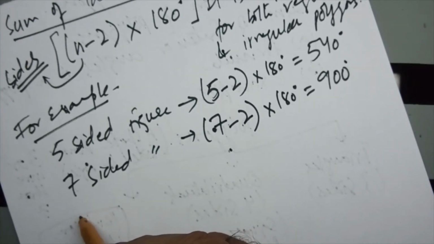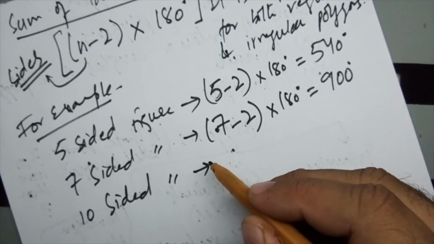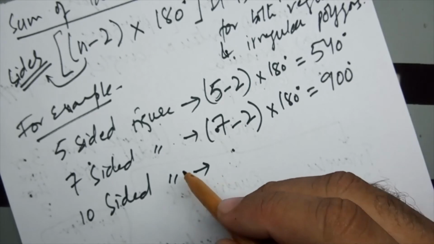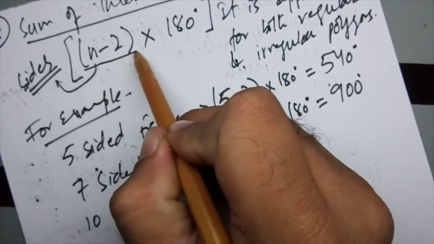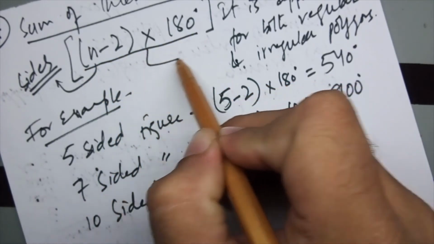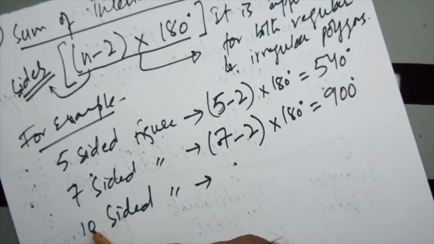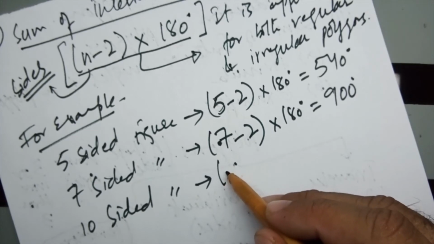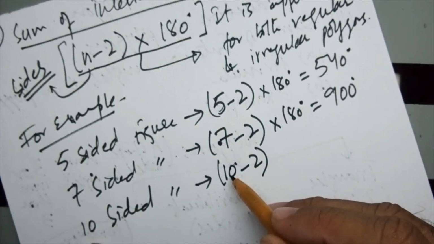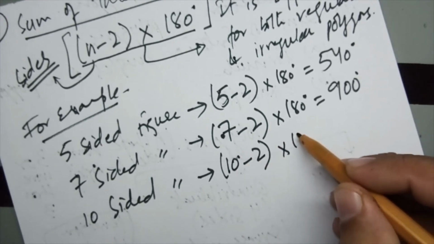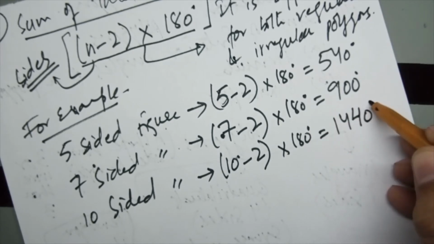For example, if I have a 10-sided figure, and I want to find out the sum of interior angle of 10-sided figure. It can be regular or irregular, doesn't make any difference, we will use the same formula because it is applicable for both regular and irregular polygons, right? So I will use n minus 2, n is number of sides. So we have 10 sides, so 10 minus 2 multiplied by 180 degree. So the sum of the interior angle is 1440 degree.